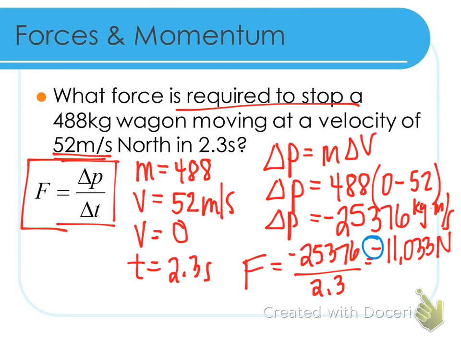The negative that comes with this tells us that our force is going south. Originally our object was moving north, and in order to stop that, we have to apply a force from the north to the south, heading in the southerly direction to try to stop that object. So we're going to make that negative 11,033 newtons, or 11,033 newtons south. Either way, it's opposing that motion, so it makes sense that our force comes out negative.